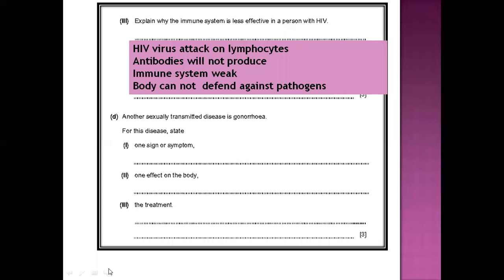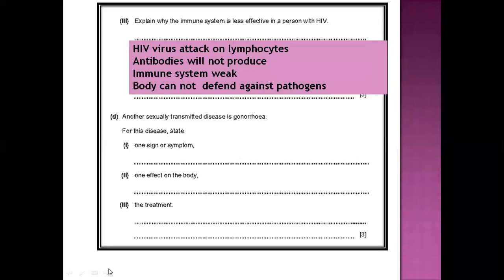All right. Another sexually transmitted disease is gonorrhea. For this disease, state one sign or symptom, one effect on the body, and what the treatment should be. The first thing we should know about this disease is that it is also a sexually transmitted disease, and it is caused by Neisseria gonorrhoeae. It is the name of the bacteria that cause it.